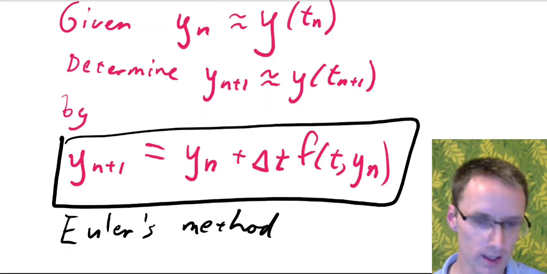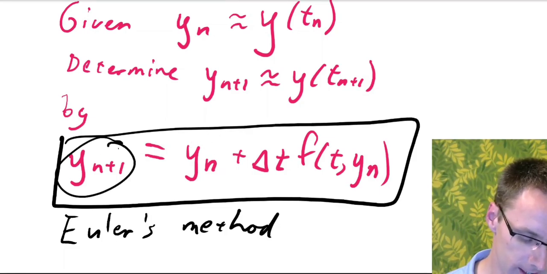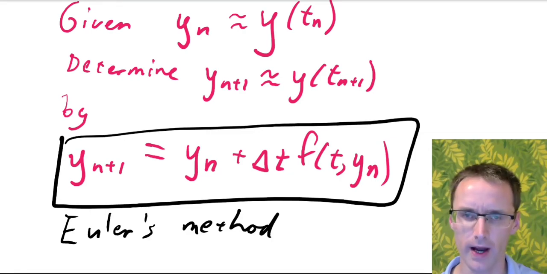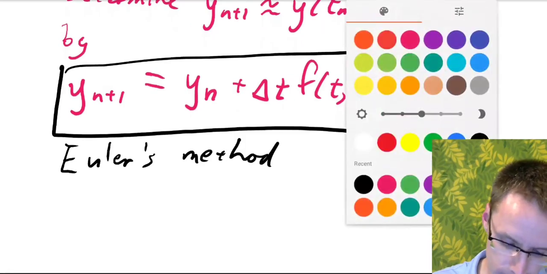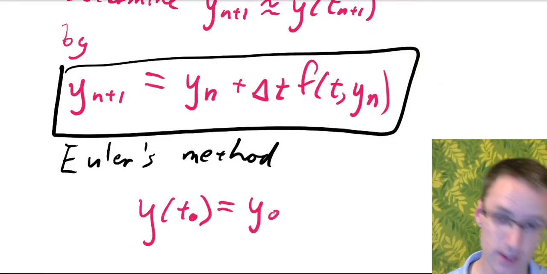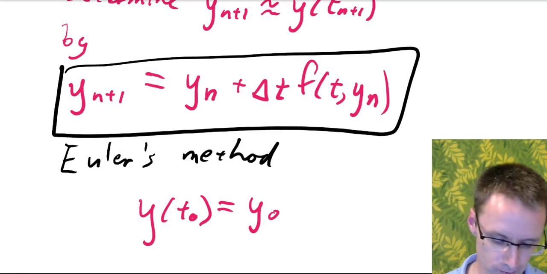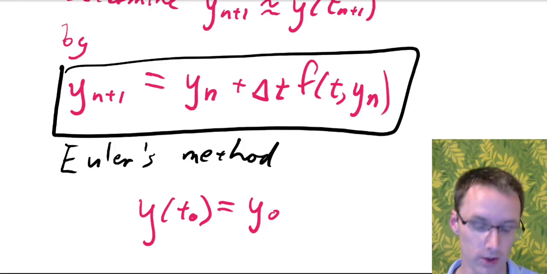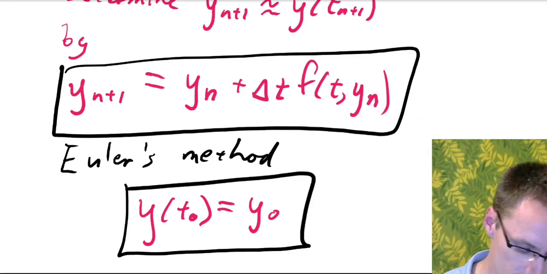Now you might say, well, okay, if I knew what yn was, then I could get the next one, but how do I know what yn is? We do know one value: y at t0 is equal to some initial value, which we've called y0 here. So in some sense, since we know the initial value, we can march forward with Euler's method. So that's the idea.